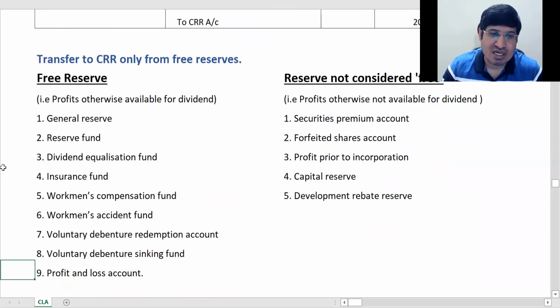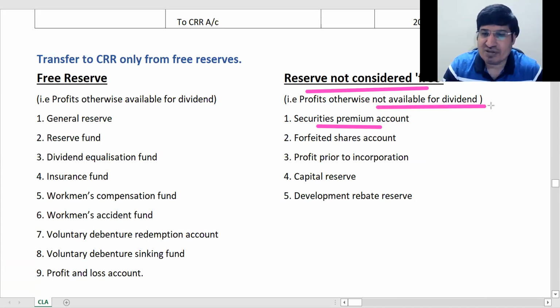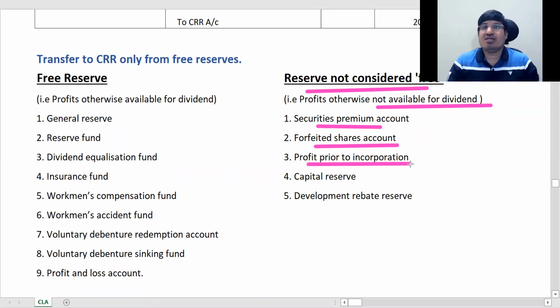Now see, you have got a list of capital and revenue reserves. Capital reserves are those which are not considered free. So you should be able to identify it. That's all. Securities premium, these are all not considered free. So these are capital reserves not available for dividend. Securities premium, forfeited shares, profit prior to incorporation, it is a capital reserve. You might be knowing it also. Capital reserve, the name itself is capital reserve.